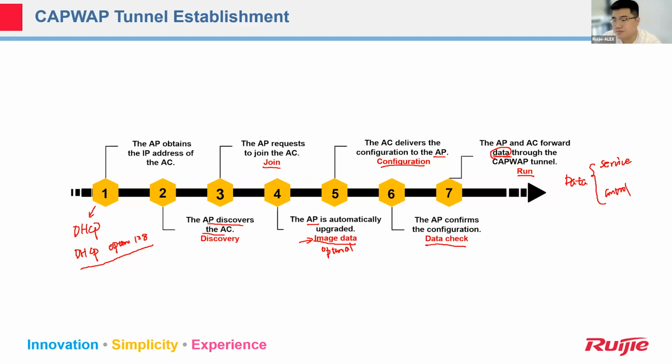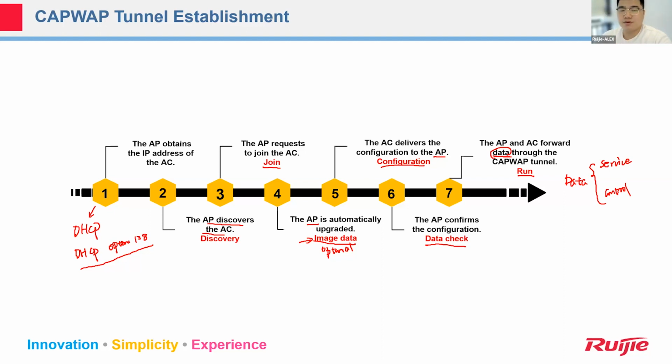Control messages means the messages or data between the AP and the AC, to control, maybe to send some configurations or to send control messages and keep-alive messages between the AP and AC. It's not related to the service in the network. Okay, so this is about the establishment of the CAPWAP tunnel.